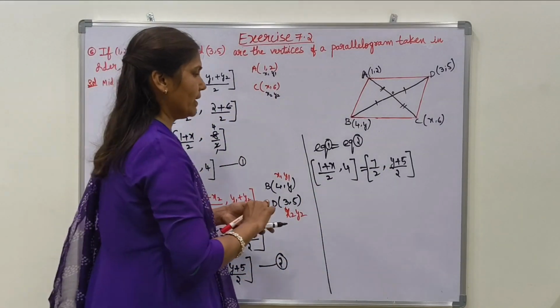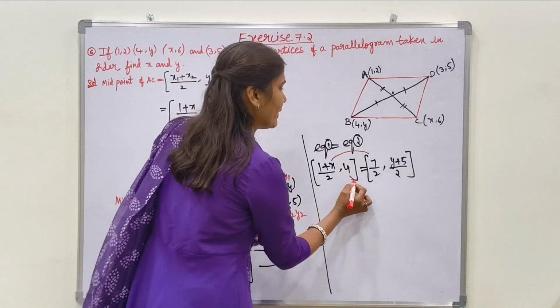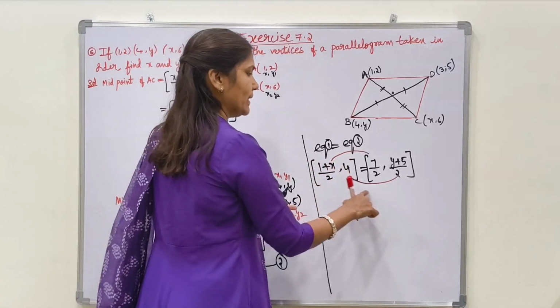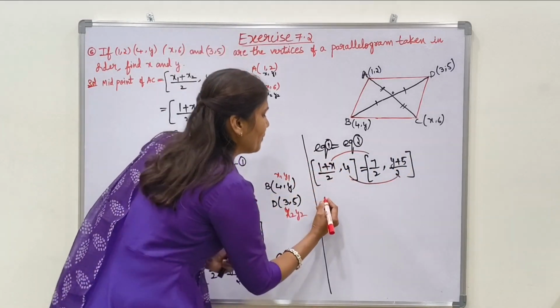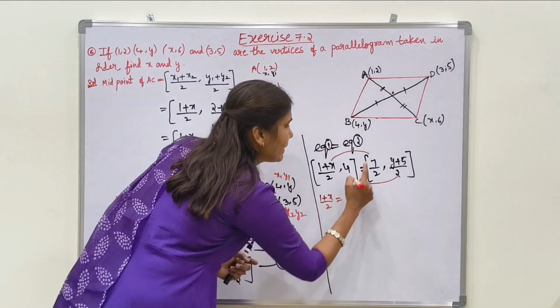So we will equate this one to this one, and this one to this one. Equating these two, we will get the x value. Equating these two, we will get the y value. First we will do this one: (1 plus x) by 2 is equal to what?